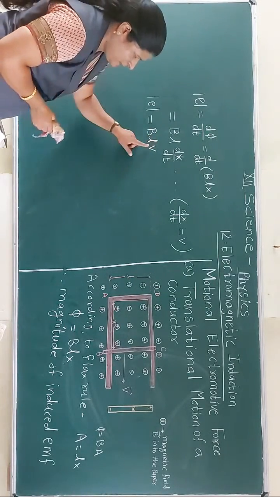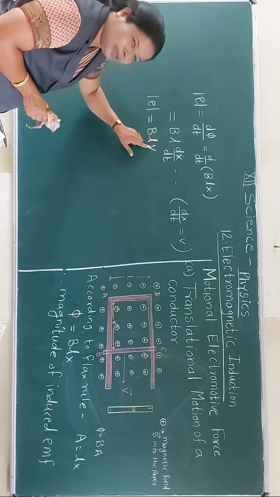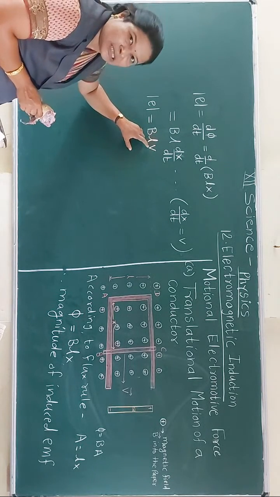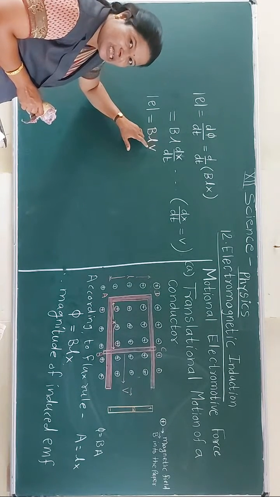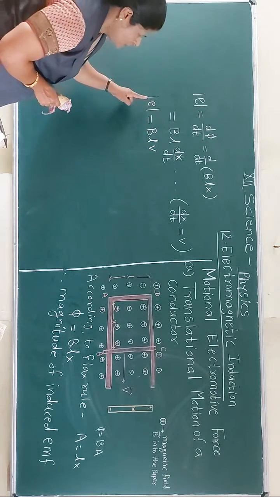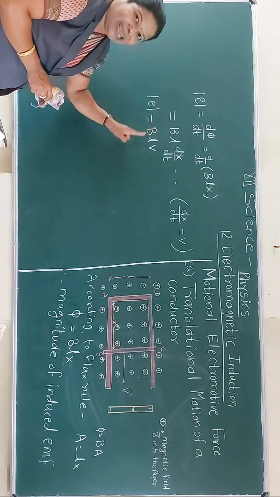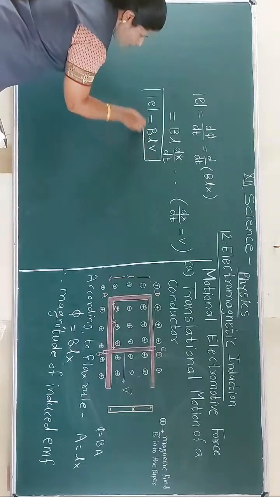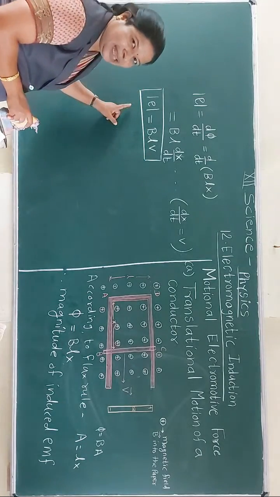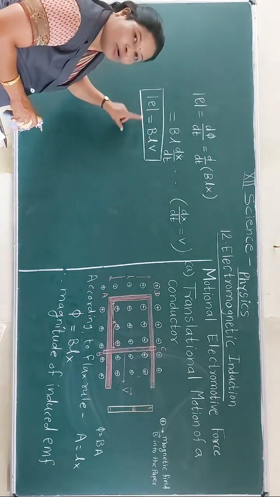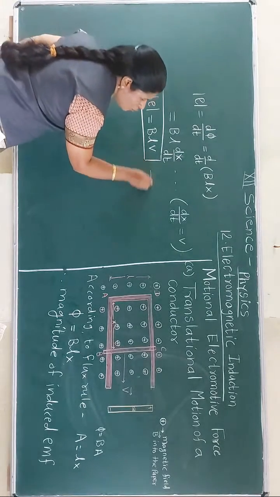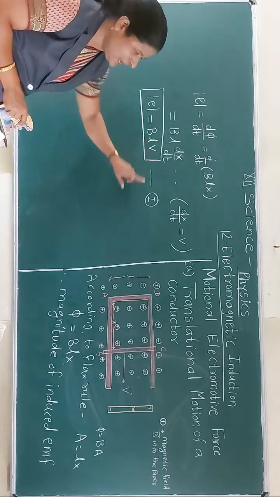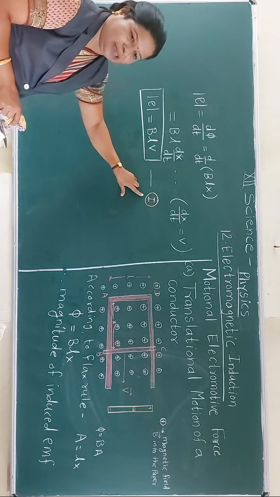This v is written as a small letter, because we always show velocity with a small letter. So E is equal to B L v. We get this value of electromotive force in this loop. We give this equation as equation number 1.